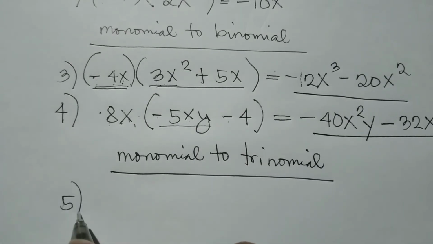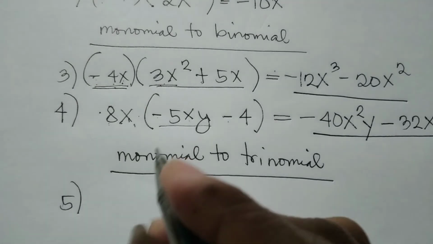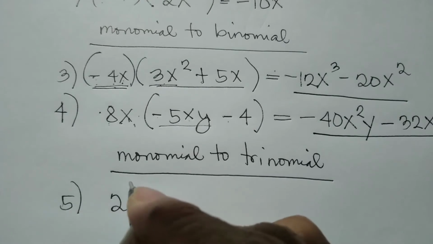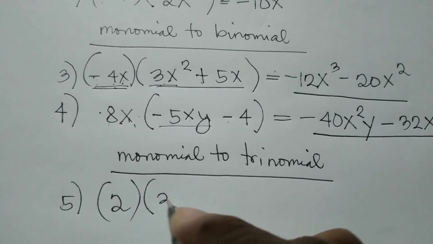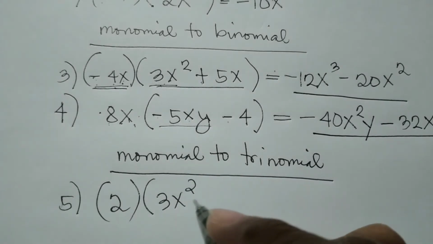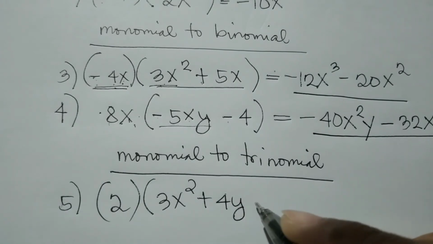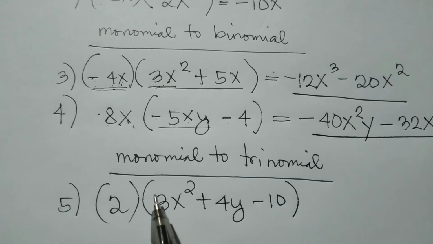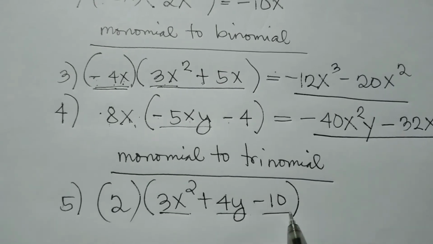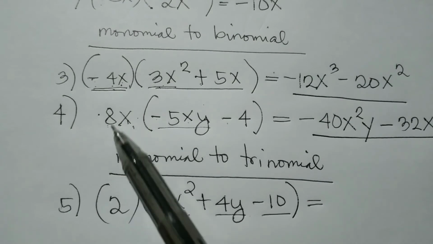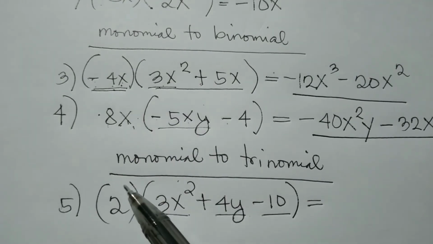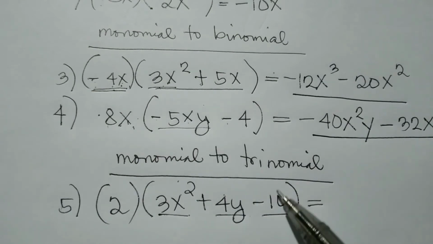So example, we have 2 times 3x squared plus 4y minus 10. So you have a trinomial here since it is composed of 3 terms, 3x squared plus 4y minus 10. So what you have to do, just like in number 4, is simply distribute this to each of the terms in the trinomial.